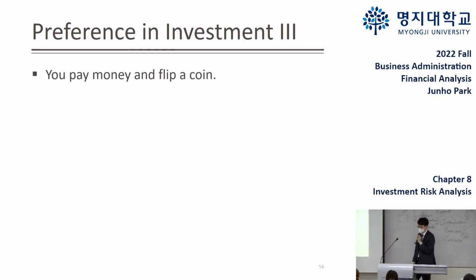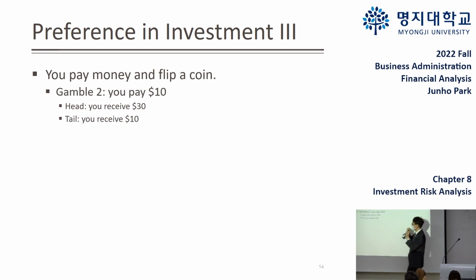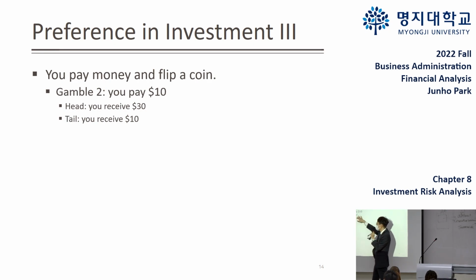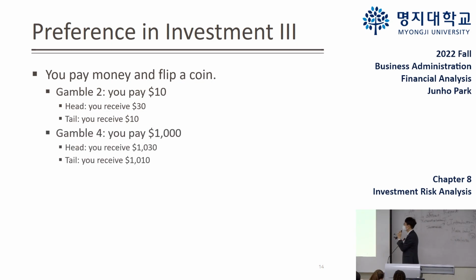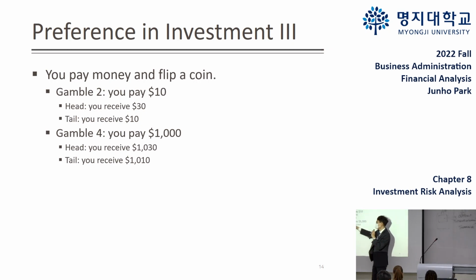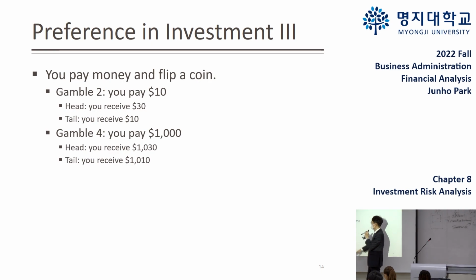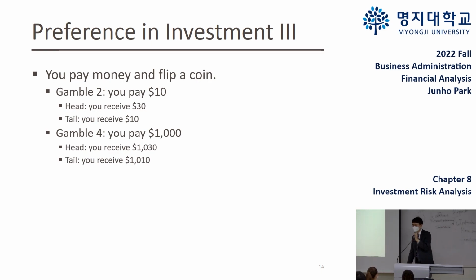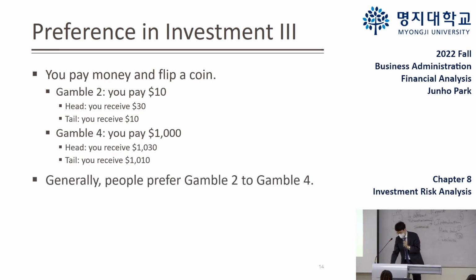In the third question, now we pay a certain amount of money and then we flip a coin. In gamble 2, the previous version, we pay $10 and in heads we receive 30 and in tails we receive 10. However, another option is that we have to pay not $10, but $1,000. And then if heads comes up, we will get $1,030, while we will get $1,010 if tails shows up.